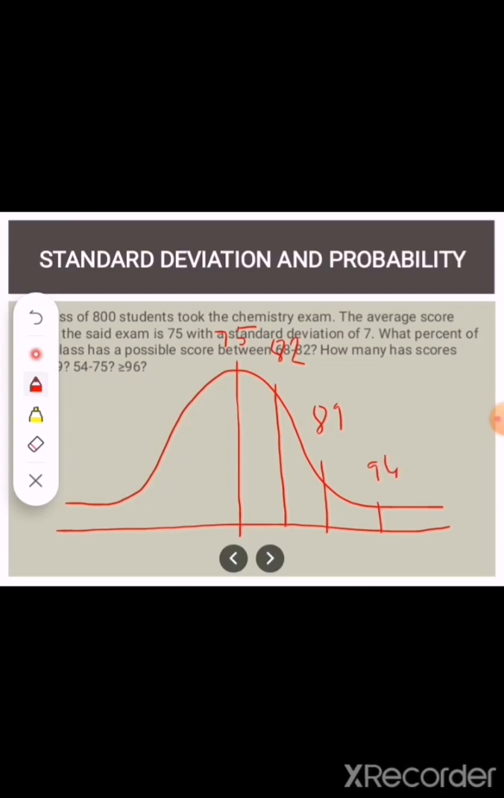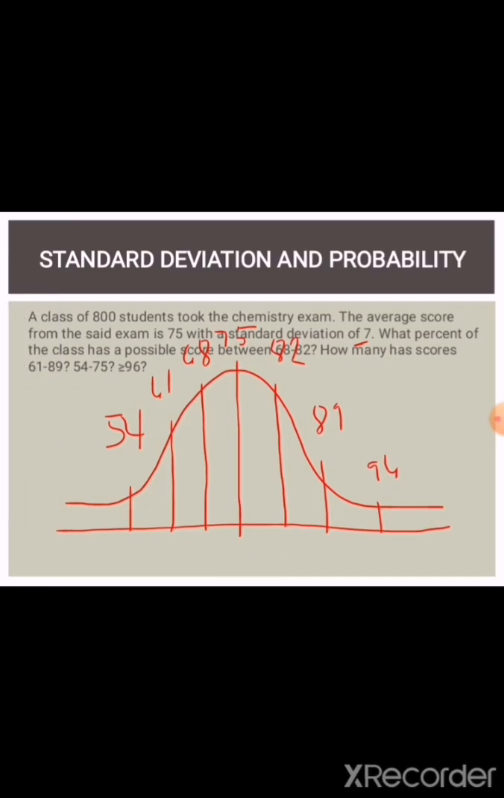Okay, to the left, since we have 7 na standard deviation, so yung negative 1 standard deviation natin is 68. The second, negative 2 standard deviation is 61. And the third, negative 3 standard deviation would be 54. Saan galing ulit yung mga number na yan? Dun sa standard deviation na 7 natin. So, what percent of the class has a possible score between 68 and 82? So, sa 68 and 82, we have from the negative 1 standard deviation papunta sa positive 1 standard deviation.